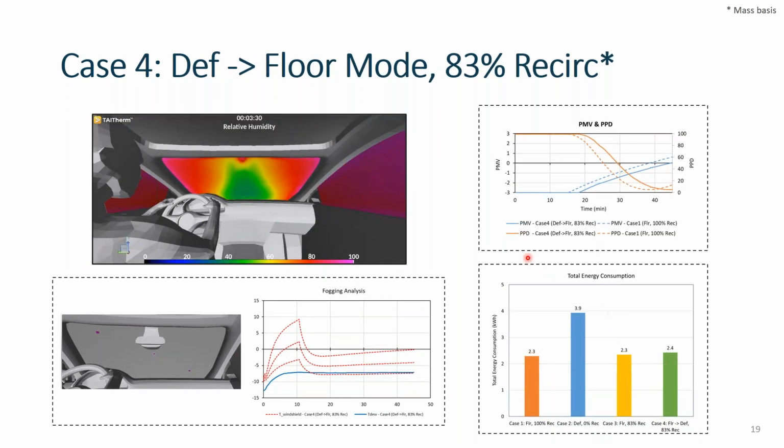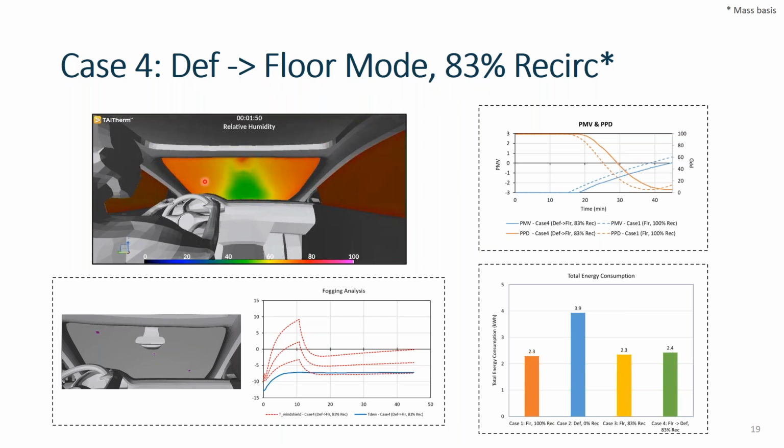Okay, that brings us to case 4. In this case, we are changing the HVAC response a little bit from case 3. Again, we're introducing some defrost mode early on in the simulation. For the first 10 minutes or so, we're running in defrost mode and then transitioning into floor mode. The recirculation percentage is the same as case 3.